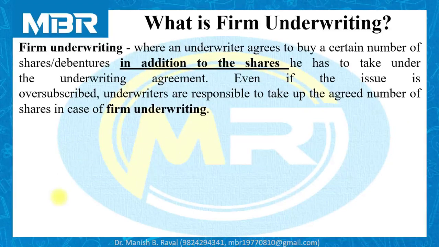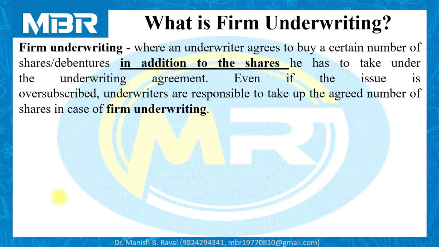Sometimes the underwriters agree to buy a certain number of shares in addition to their underwriting obligation. The company is bound to allot these shares even when the issue is fully subscribed by the public. This is called firm underwriting. The content written on your screen is very easy for you to read.